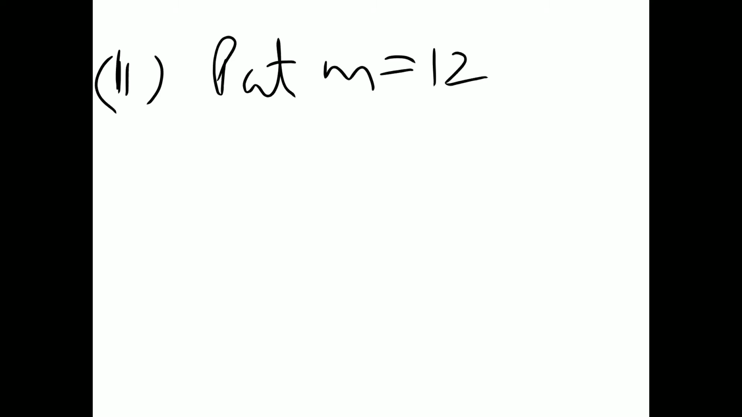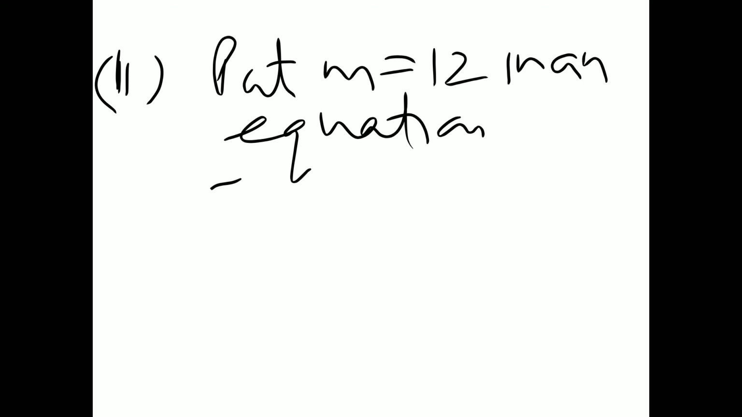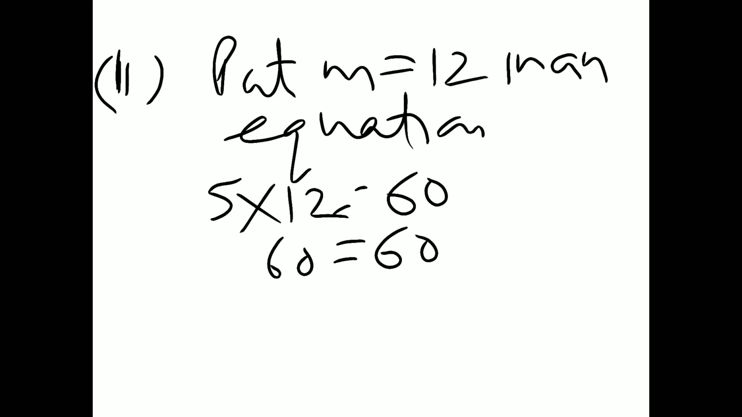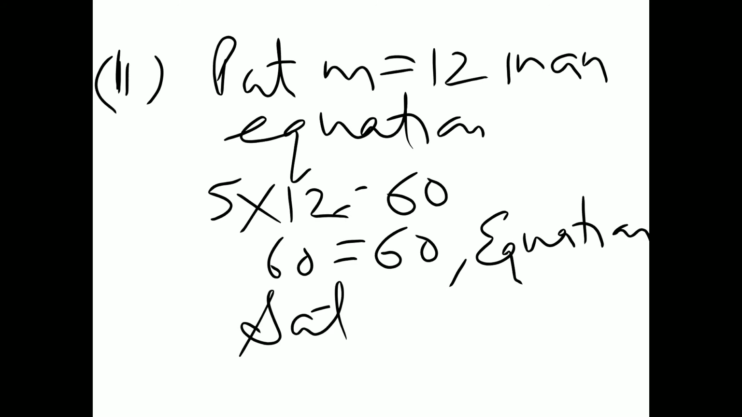Now third time, what is the value given? 12. So you put m is equal to 12 in the equation. You can write this line only. Clear? Now we are putting the value in this. 5 into 12 is equal to 60. So 60 is equal to 60. So it means equation satisfied, because left hand side comes equal to the right hand side. So you write equation satisfied. Clear?